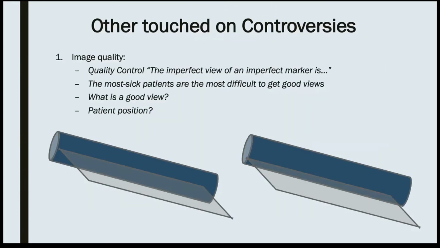So other controversies of looking at fluid responsiveness, and Priya touched on this before: if we are looking at an imperfect marker, what happens when you have an imperfect view of an imperfect marker? If you don't hit that IVC right in the middle, then you probably shouldn't be measuring it, and you probably shouldn't be taking it into account.